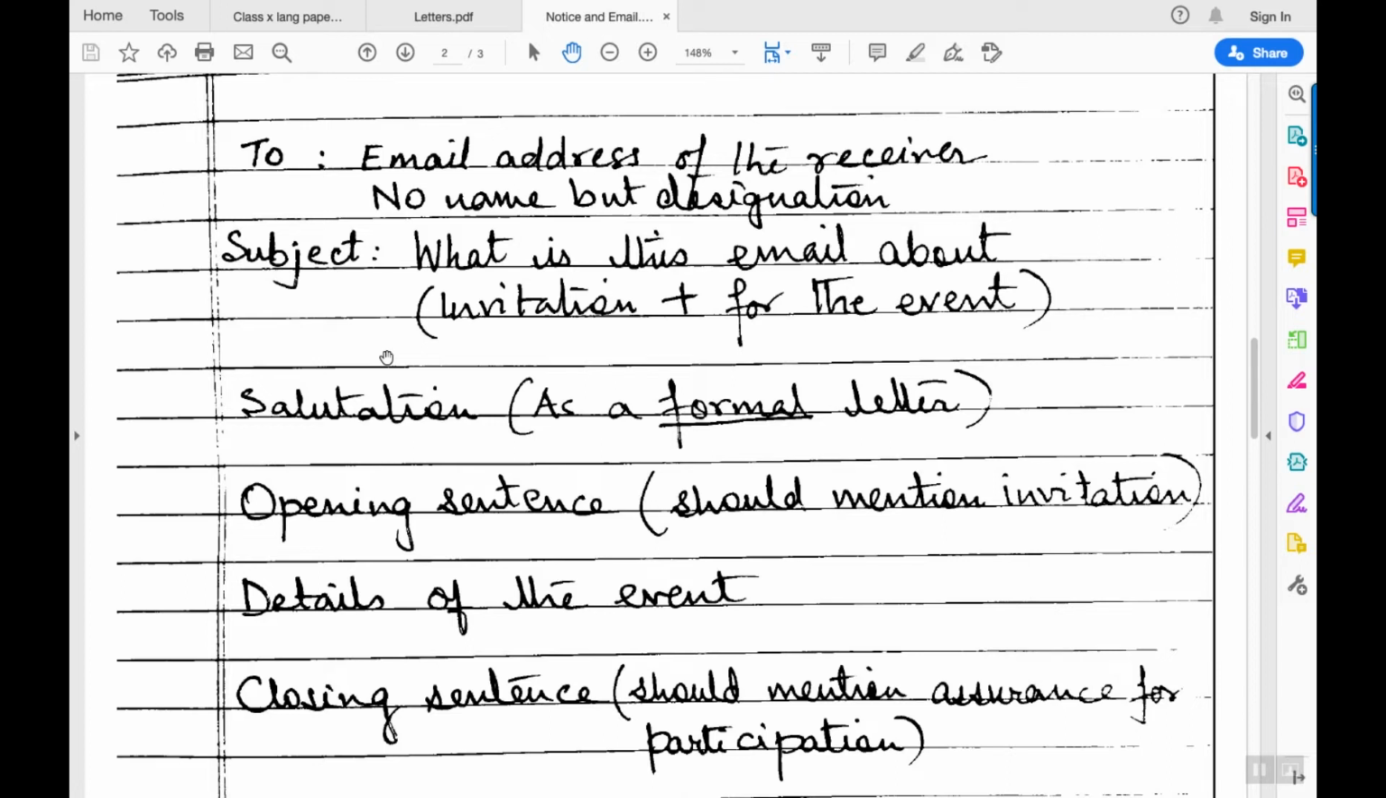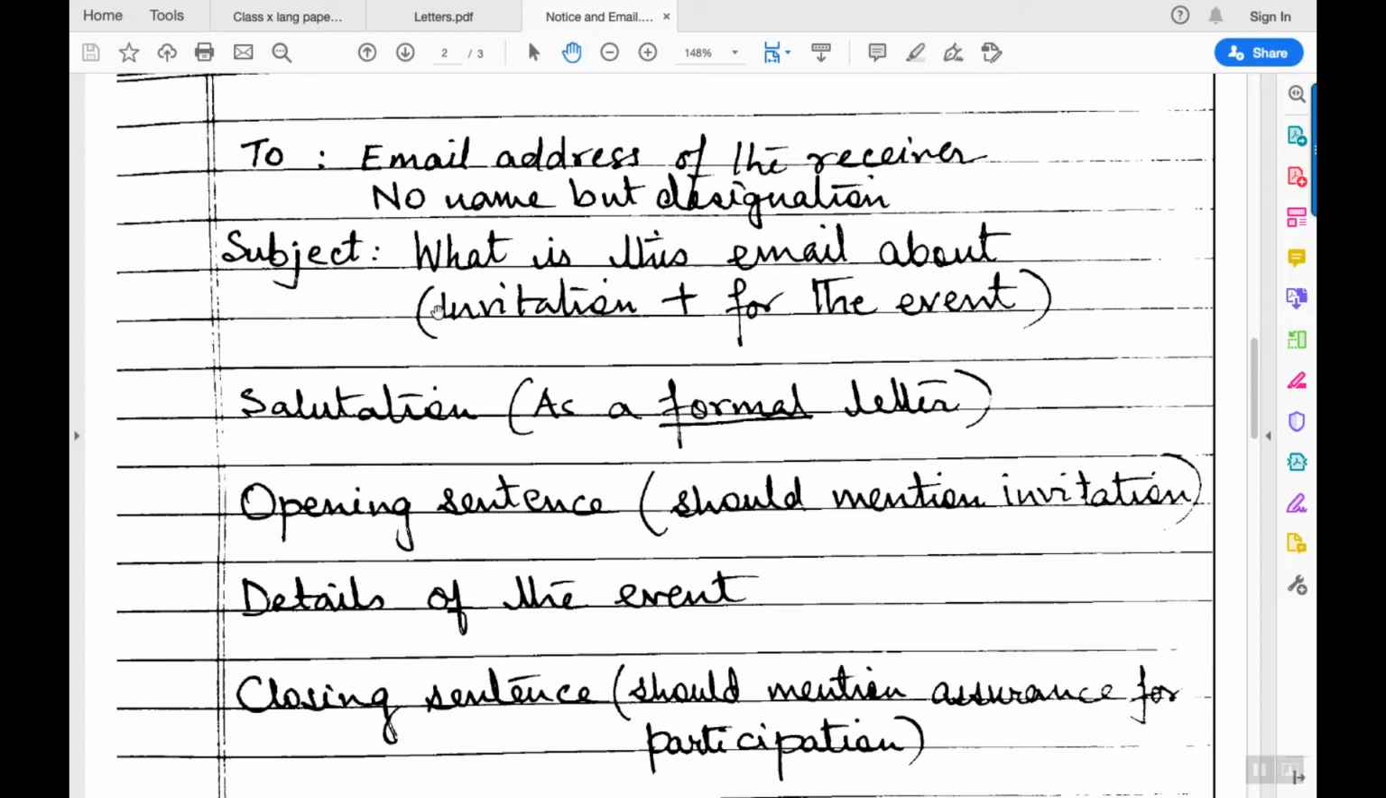Now in the opening sentence, this is important. In the opening sentence, the invitation should be mentioned. Like you may write, our school, SMRJ school, is holding an inter-school football competition and we request you to be the guest of honor for this event. This is mandatory. The opening sentence should mention the invitation.